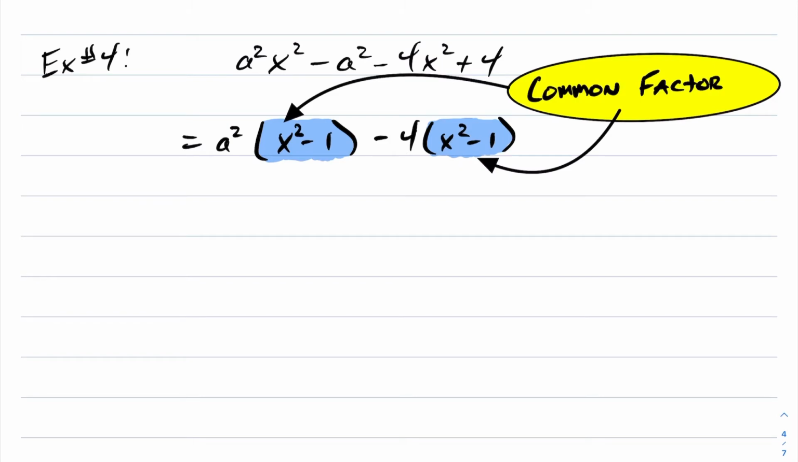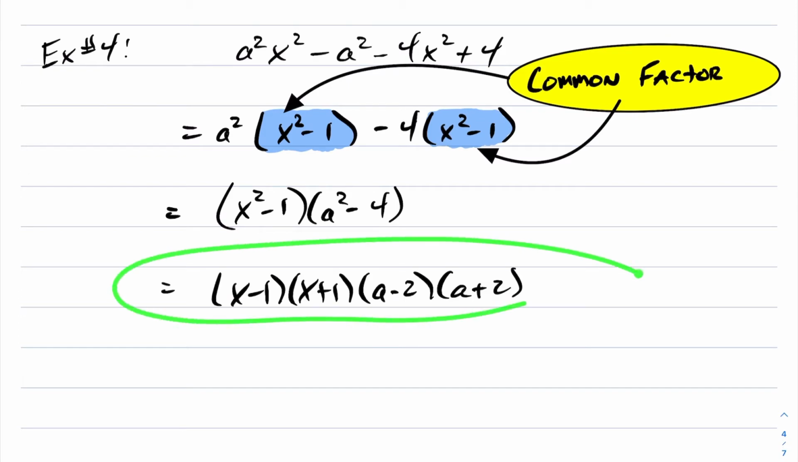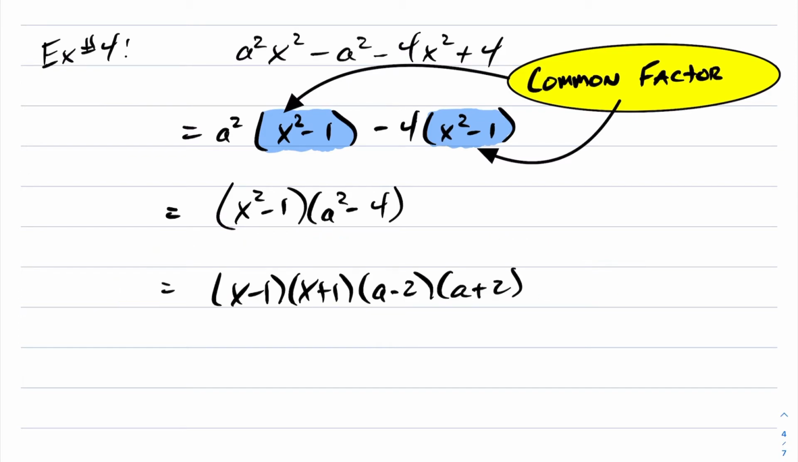We can go ahead and factor that out now, and we now have difference of squares in both of these terms. So you notice we have a difference of squares of x squared minus 1, and then a difference of squares of a squared minus 4. So let's go ahead and apply difference of squares twice, and now our expression is fully factored. Let's take a look at another.